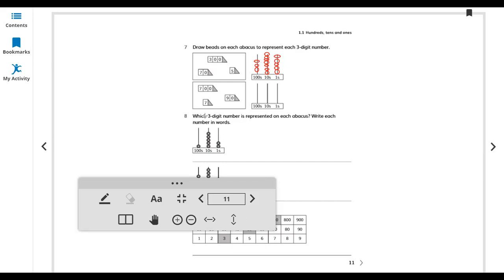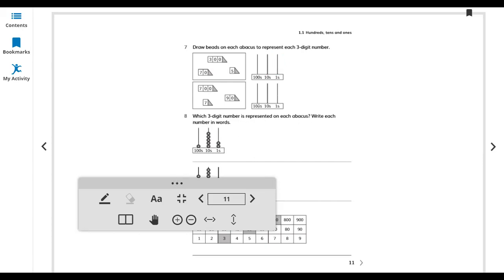Question number 8. Which 3-digit number is represented on each abacus? Write the number in words. Okay, let's write it. Just to finish this one, 797. So 7 here, 9 here, and 7 here. Just a minute, then the next question.